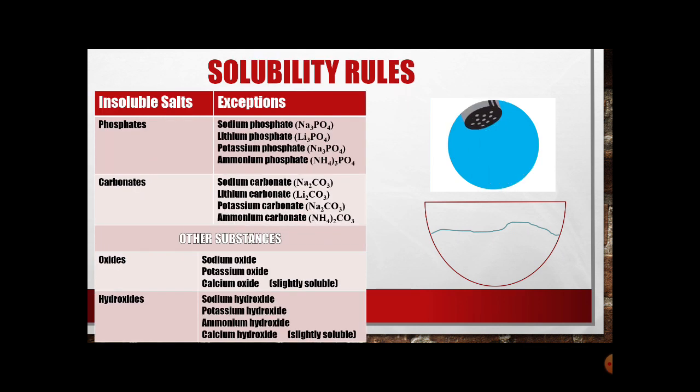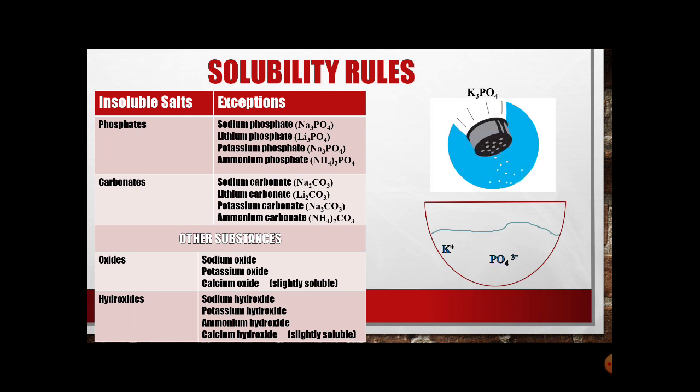The examples of insoluble salts are phosphates and carbonates: calcium phosphate, magnesium carbonate, barium carbonate. Because they are insoluble, they do not separate into their ions.